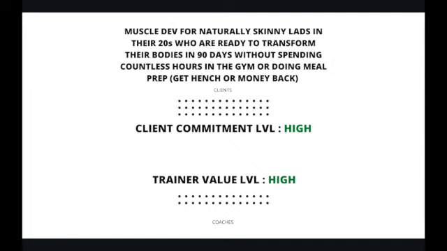Like if a guy is 24, 25, 26, he's probably settling into a job after university or something along those lines, and he's probably very busy. So he's not going to have the time, or he might not believe he has the time to actually go to the gym or do the meal prep. So you're going to be solving that problem for him by making his life a lot easier with your service. So the next thing is a guarantee, which is get hench or money back.